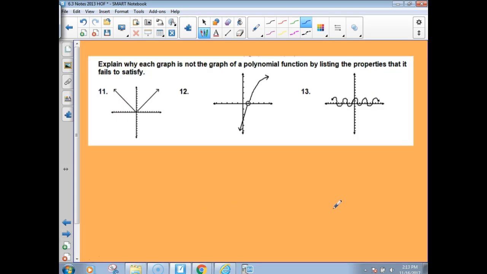So we are now going to explain why each of these graphs is not the graph of a polynomial function by listing the properties that it fails to satisfy. This one has sharp corners. The second one has a hole or discontinuity, which would mean it's not continuous.